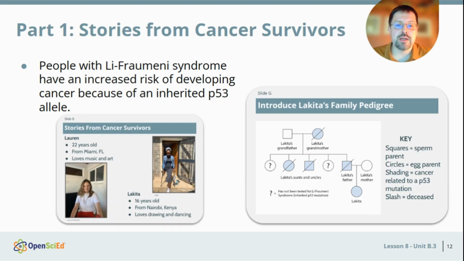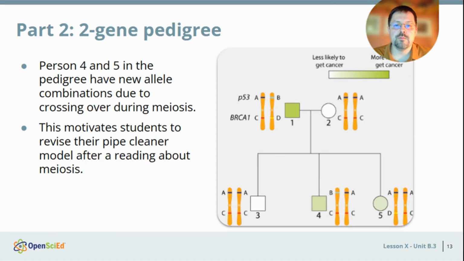We see how this trait gets inherited through Lakita's family in the pedigree shown in the slide below, and use pipe cleaners and beads to show what chromosome and allele combinations members of Lakita's family must have. At the end of day 1, we are introduced to a more complex pedigree that has two genes on it, BRCA1, which affects breast cancer risk, and p53, which students are very familiar with at this point in the unit.